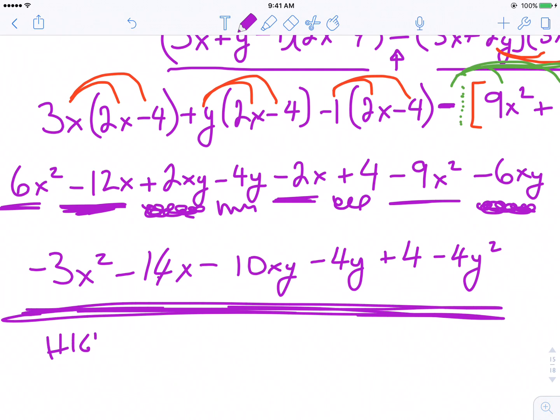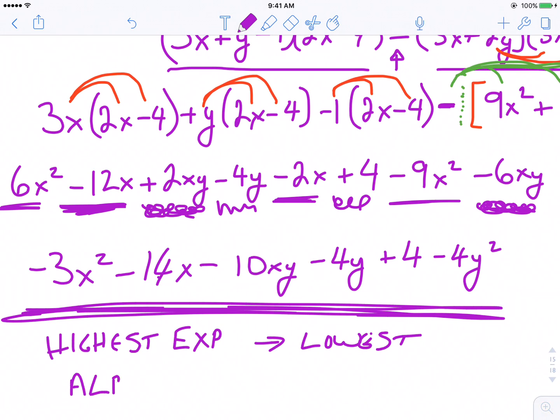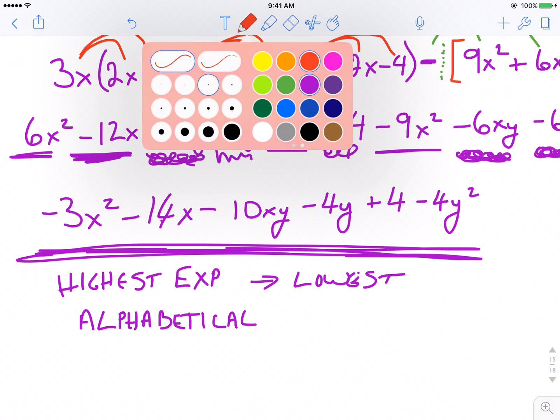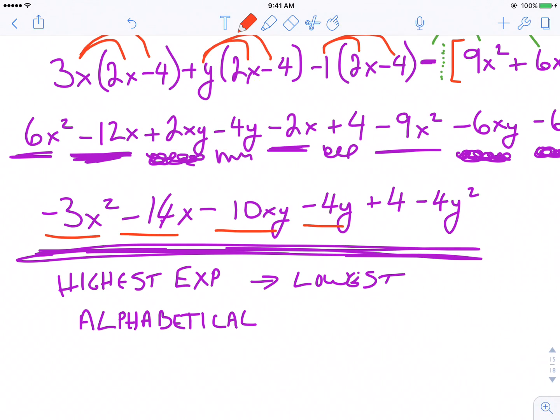Highest exponent to lowest, maybe following some kind of alphabetical order if you can. If you can. I'm not going to be too worried about any kind of particular order. What I'm looking for is making sure that you have all of the right terms, all of the right terms with their coefficients and variables with exponents. That's what I'm going to be looking for.